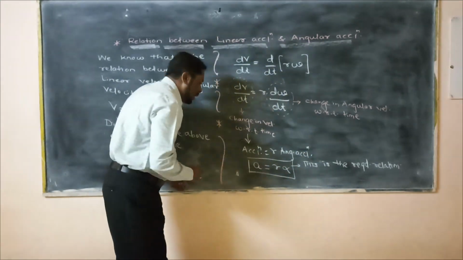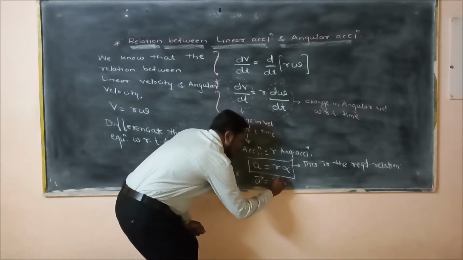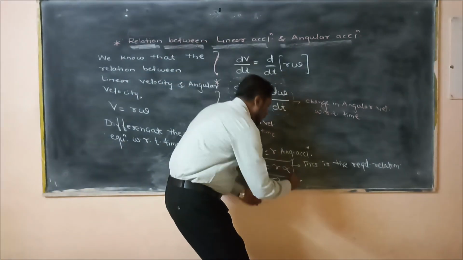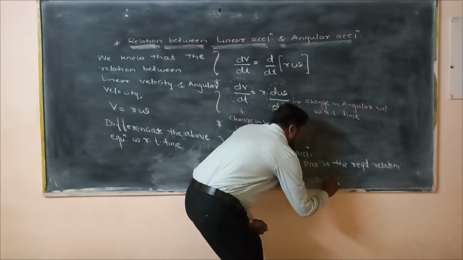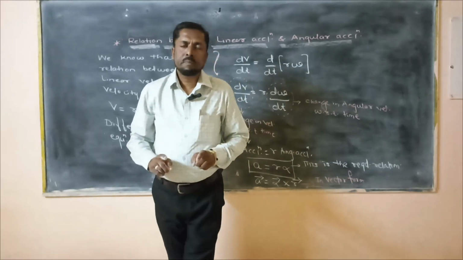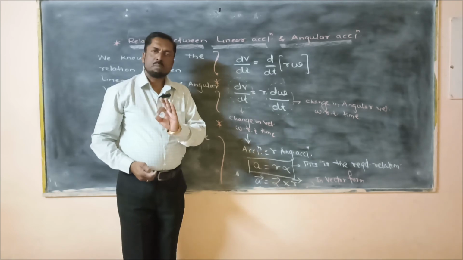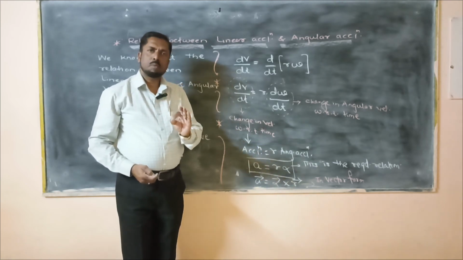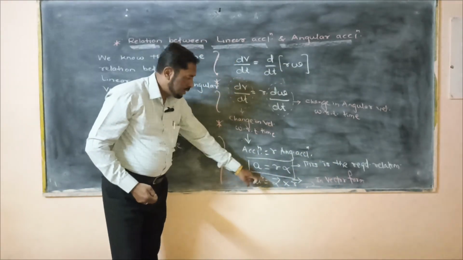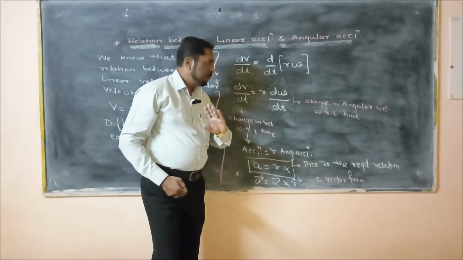In vector form, what we can write is vector a is equal to vector alpha cross vector r. This is in vector form. We have 1 mark questions, and we have 2 mark questions also. Sometimes in the HSC board, a question may be asked: write the vector form of linear acceleration and angular acceleration. So the vector form is vector a is equal to vector alpha cross vector r. Okay, watch it carefully.